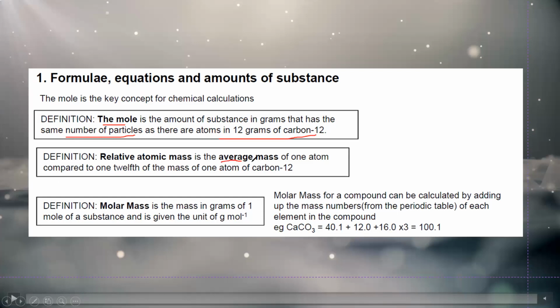The definition of relative atomic mass: it's an average mass. It's important you use the term average. So the average mass of one atom compared with 1/12 of carbon 12. This is a standard definition. And the molar mass is the mass in gram of 1 mole of a substance, and the unit is gram per mole. Is it clear, the three definitions? The concept of mole, the relative atomic mass, and the molar mass.